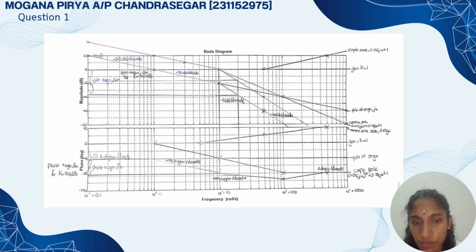First, I will draw at the 0 degree, which is the pole at the origin, and then the complex pole, and then the negative 90, and then negative 40 degree, and then the gain, which is K equal to 1, and then the simple zero, which is 0.02jw plus 1.